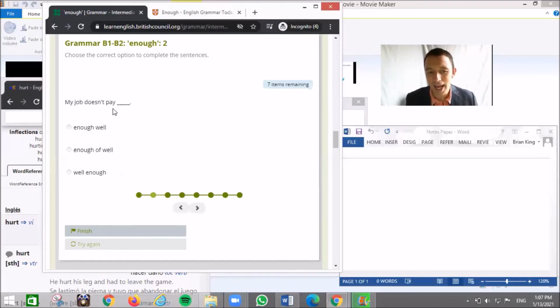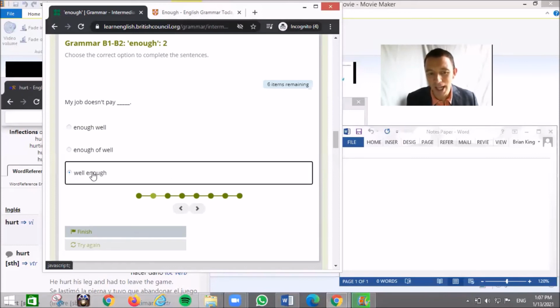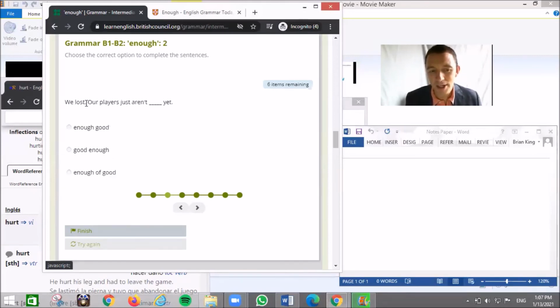"My job doesn't pay well enough." So I think this is the adverb in relation to pay, with the adverb well, so it does not pay well enough. Okay, next: "We lost in the past. Our players just are not, so negative, yet, are not good enough." So it's the adjective, and after the adjective we have enough.